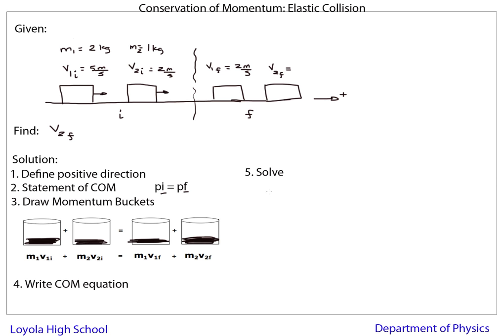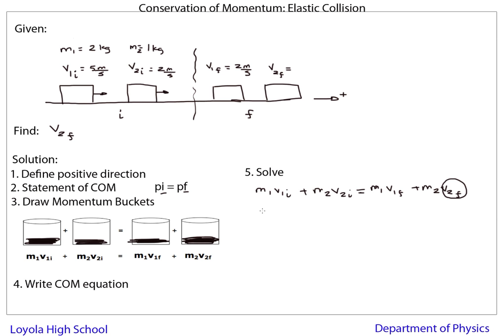The next step, I solve. I'm going to take my equation and use the numbers that I'm given. And this is basically math now, accounting for all the variables. So M1 V1 initial plus M2 V2 initial equals M1 V1 final plus M2 V2 final. And this is what I'm solving for right here.